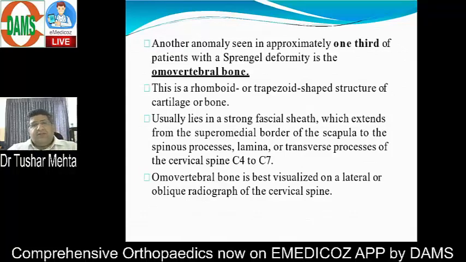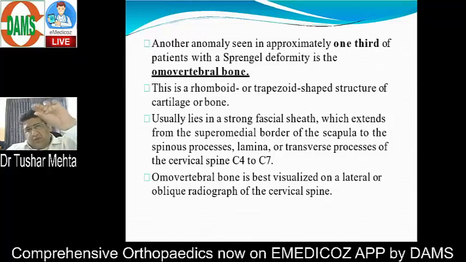Approximately in one-third of cases of Sprengel's deformity, there is an associated anomaly called the omovertebral bone. So, you understand my point? If there are 10 cases of Klippel-Feil, 3 or 4 will have it. There are 10 cases of Sprengel's deformity, 3 or 4 will have omovertebral bone. So, what is omovertebral bone? It is a rhomboid, sometimes trapezoid structure of an accessory cartilage or bone. But that's okay. The important part is that it starts from the supromedial border of the scapula. To make it simple, it starts from the superior border of the scapula. I'll show you the images also.